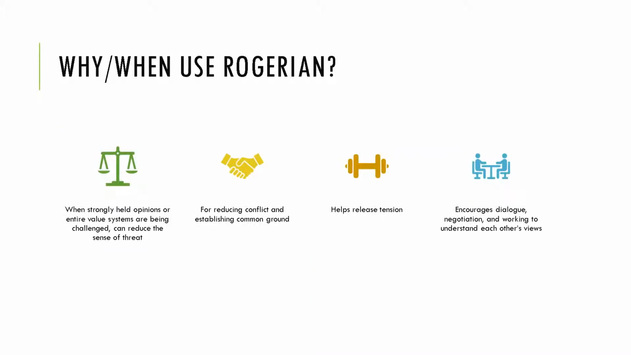Why and when would you use it? It comes in really handy when one or both sides of an argument have strongly held opinions or feel like their entire value systems are being challenged. This can reduce the sense of threat of the audience that you're working with. Something like abortion or race issues, some gender issues can be really heated, and people are very grounded in their views, and the arguments can get very tense. You can feel like you're just butting heads, basically. So that might be a good time to try out a Rogerian argument instead of just making a traditional argument.